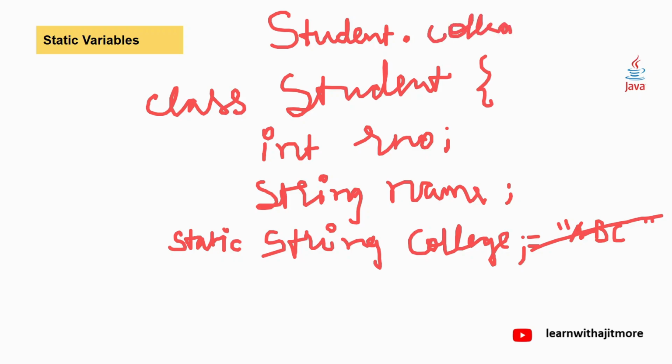Correct? But it is allowed to access it in the context of an object as well. If you write s1.college, the compiler won't complain. s2.college, it won't complain. And if you access it in the class name context, then also it is the same, because only one copy exists. So if you write s1.college, s2.college, or Student.college, all are accessing the same copy because it is static.